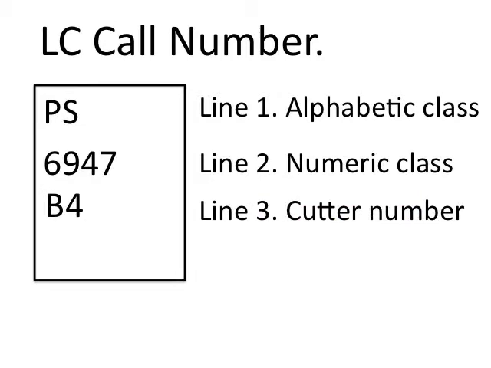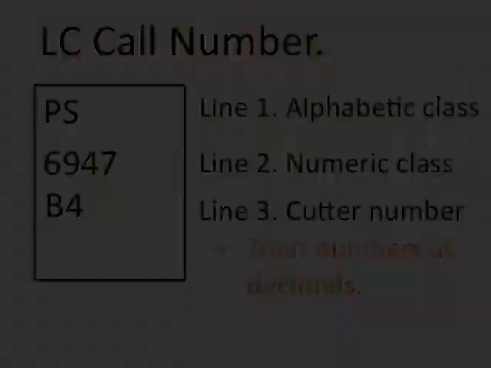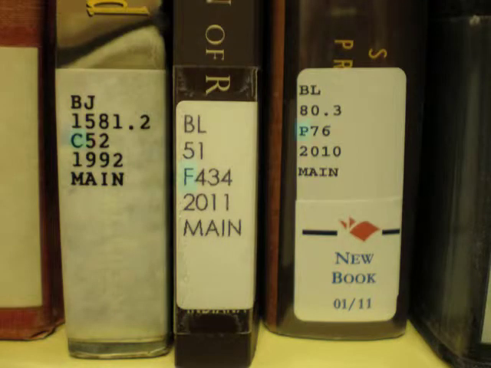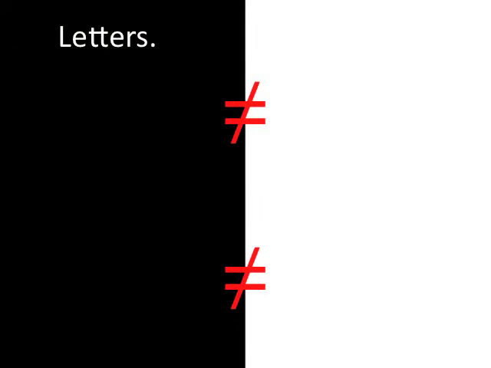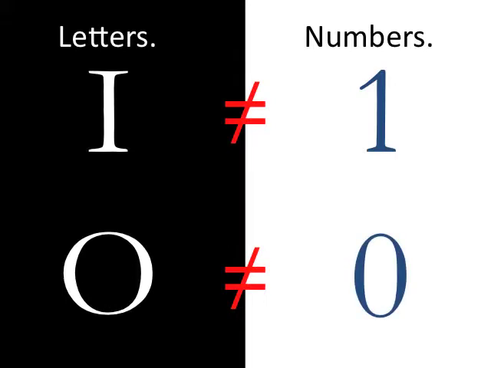Line 3 is a Cutter number and is a combination of letters and numerals. The numbers are treated as decimals. There is normally only 1 letter preceding the numeral or numerals in a Cutter number. Be especially careful to watch for the letters I and O and do not confuse them with the numerals 1 and 0 when sorting by the Cutter number.